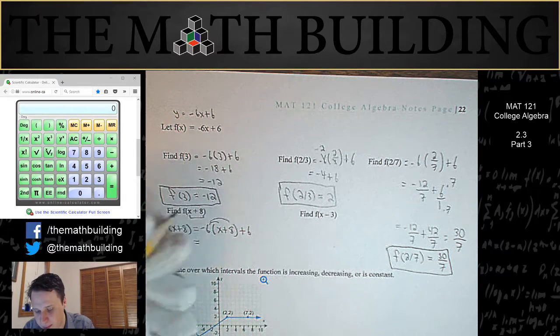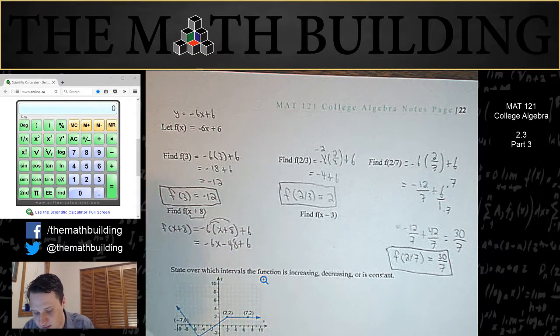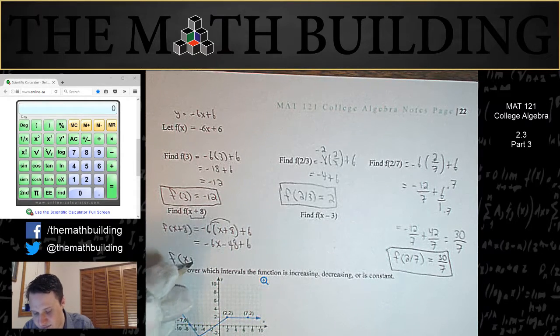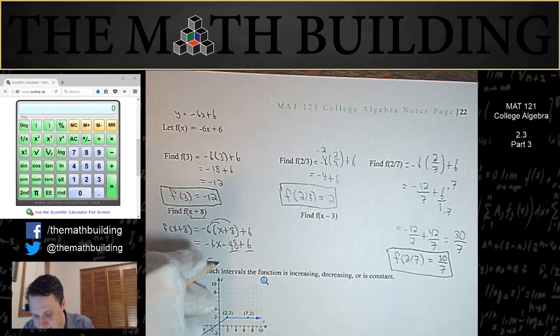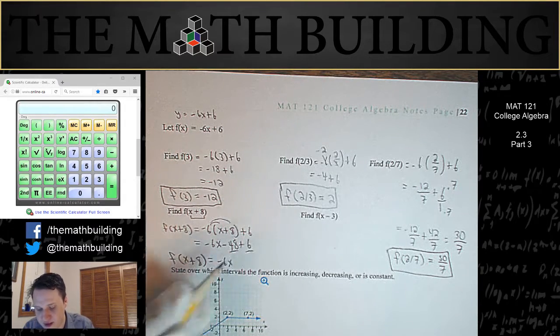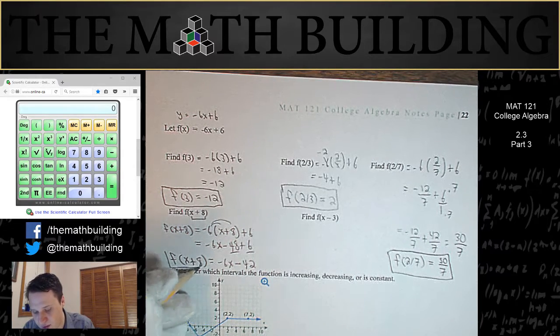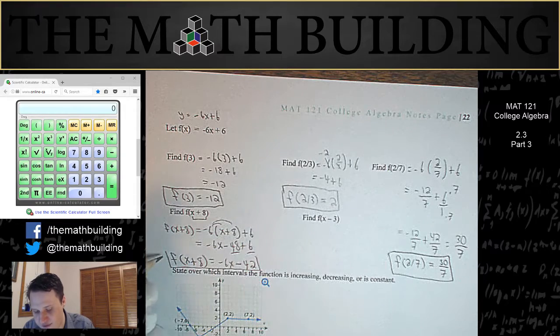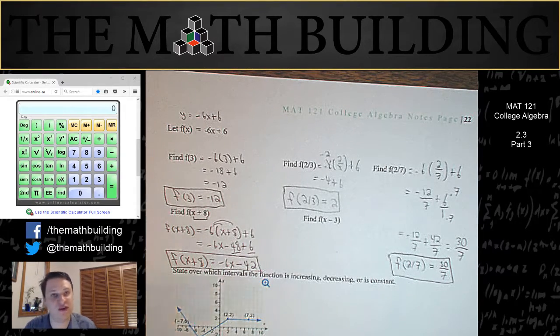And let's simplify that a little bit. Do the distributive property. That'll be negative 6x minus 48 plus 6. So the final answer is f of x plus 8. Combine like terms. Negative 6x. Negative 48 plus 6 is negative 42. So we have a new function. F of x plus 8 is a new function. If we wanted to, we could call this function g of x, or give it some other name.